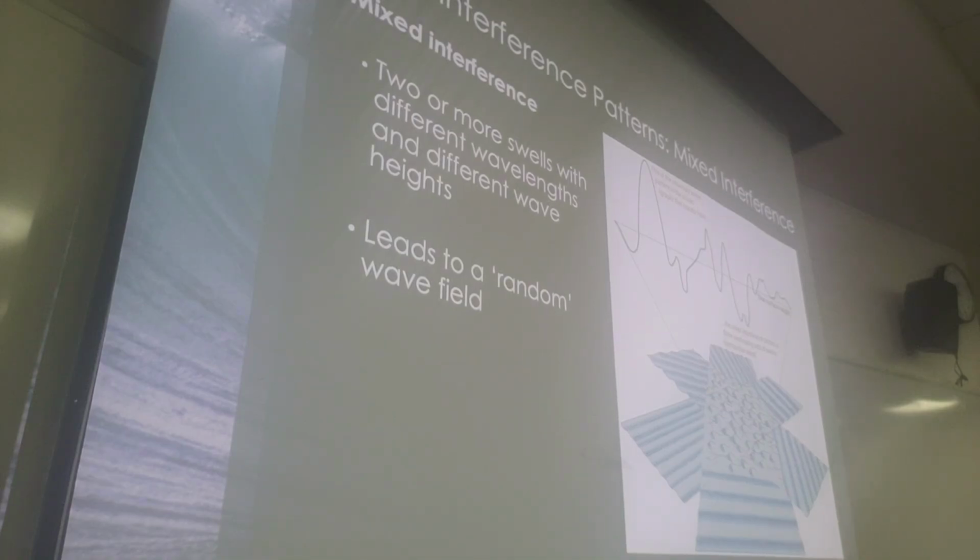Waves interfere with each other. So if you have waves that are propagating in from different locations, maybe driven by different storms, if they propagate into the same location, you just add them up. So the resulting height of the two waves is just the sum of the heights of the previous waves.